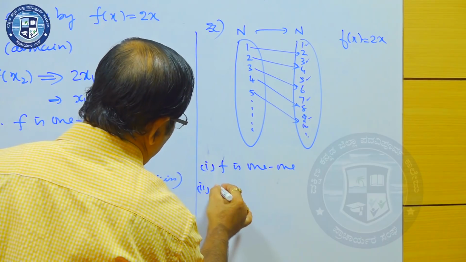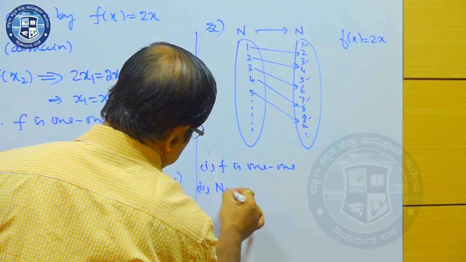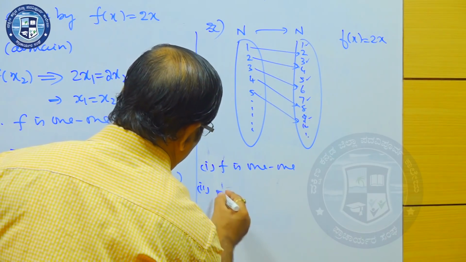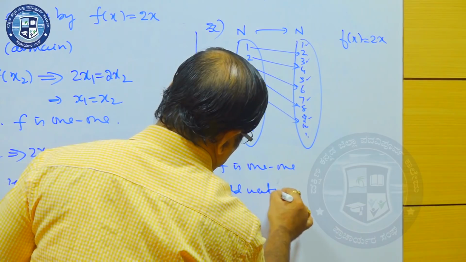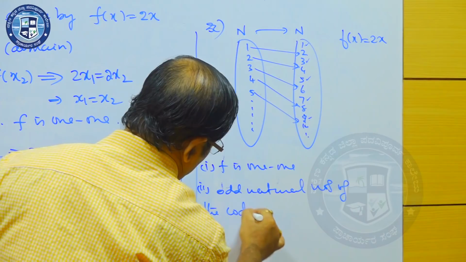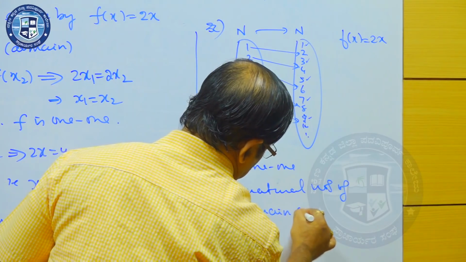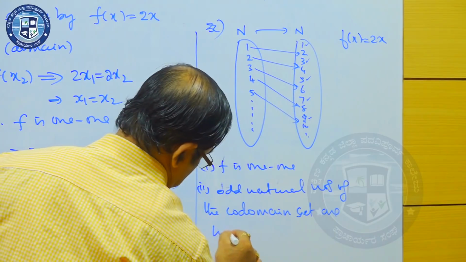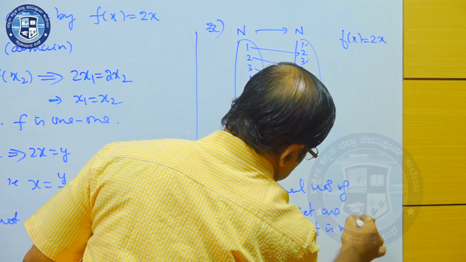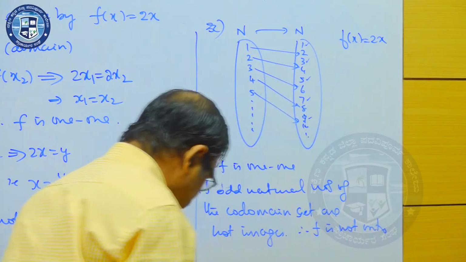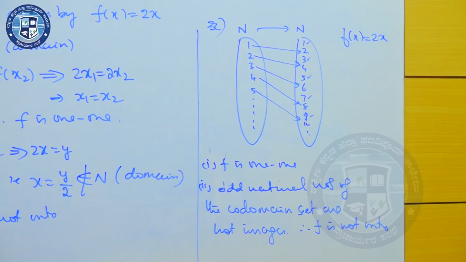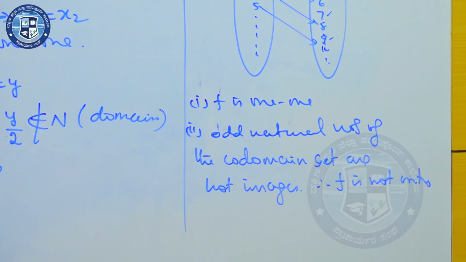Now, why is it not onto? See, odd natural numbers of the codomain set are not images. Therefore, f is not onto. So, why is it not onto? Because odd natural numbers of the codomain set are not images. So, it is not onto.